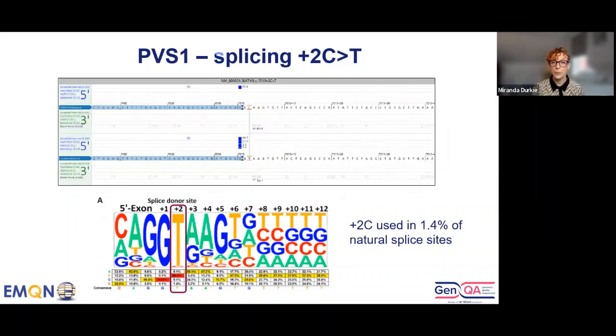The top picture is a schematic from Alamut Visual Plus, showing the splicing predictions. Hopefully you can all see that the only tool that predicted that natural splice site was Splice Site Finder. None of the other tools predicted this rarer natural splice site. The reason, as you can see in the picture on the bottom, is that the most commonly used nucleotide at that +2 position is T, but actually a +2 C is used in 1.4% of natural splice sites. So in this case, next slide, please.